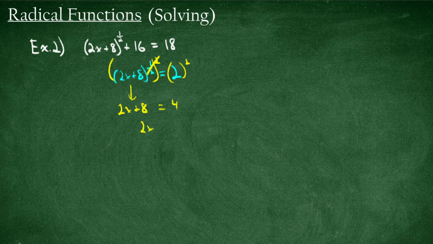So I'm going to subtract 8 from both sides. So that's 2x is equal to 4 minus 8, which is negative 4. And then divide both sides by 2. So x is equal to negative 2. Let's go ahead and check this.